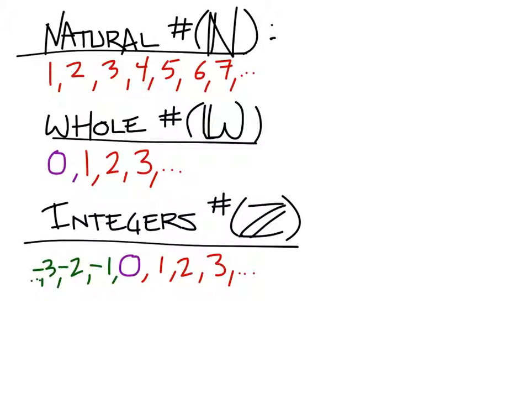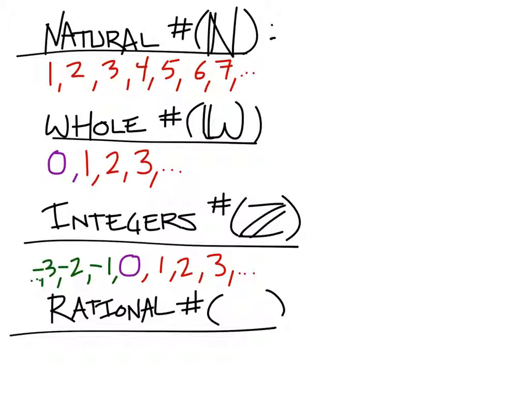The next classification. All right, with the integers, we also have another set of numbers which are called rational numbers. Rational numbers are represented with what we would consider a fancy R.